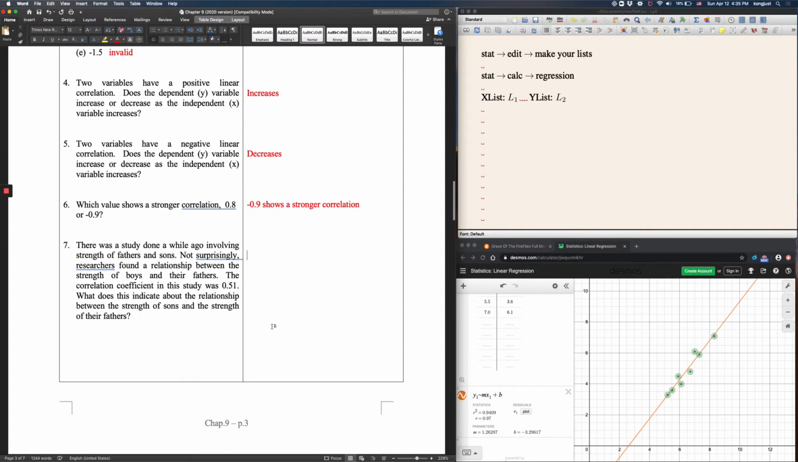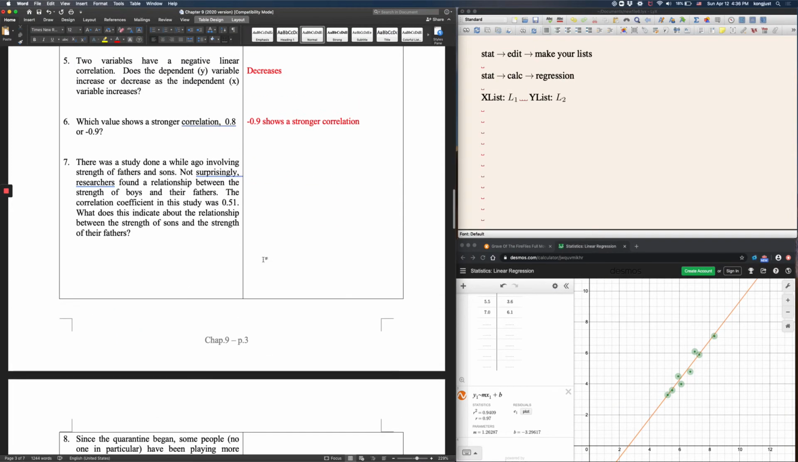All right, number 7. There's a study done a while ago involving strength of fathers and sons. Not surprisingly, researchers found a relationship between the strength of boys and their fathers. So in other words, the stronger the father is, the stronger the boy is, and vice versa. The correlation coefficient in the study was 0.51. What does this indicate about the relationship between the strength of sons and the strength of their fathers? Okay, I actually kind of gave away the answer.